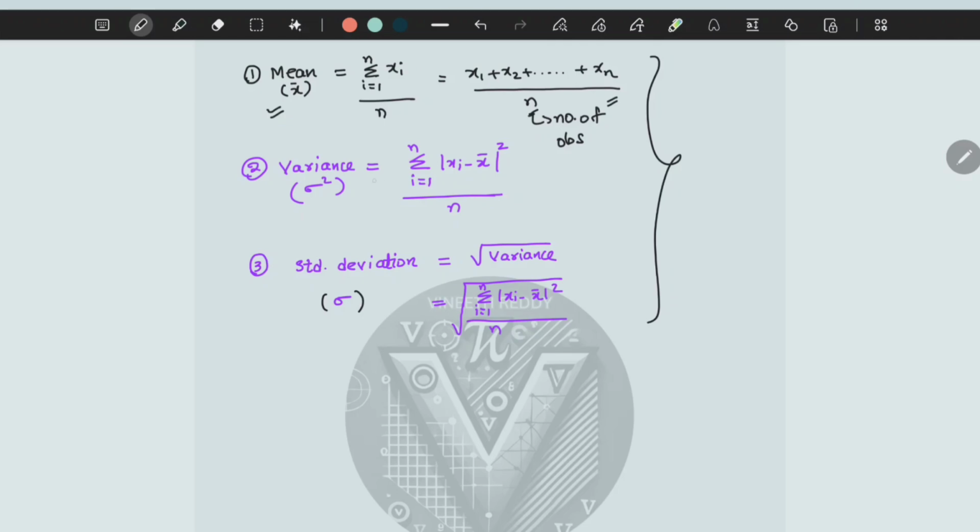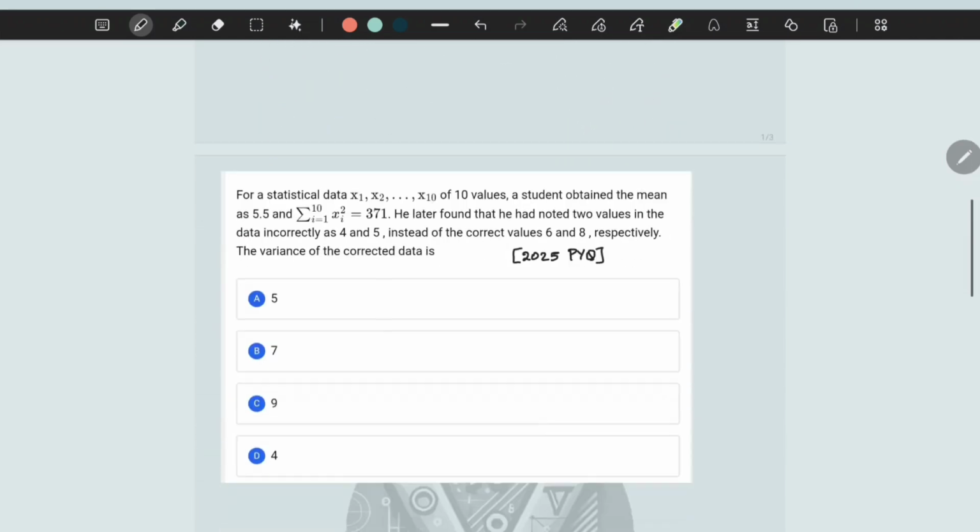And the second is variance, which is equal to summation i equals 1 to n of mod of xi minus x bar, whole square, divided by n. X bar is the mean. And standard deviation is nothing but the square root of variance. So keeping these three formulae in mind, let us solve the question.